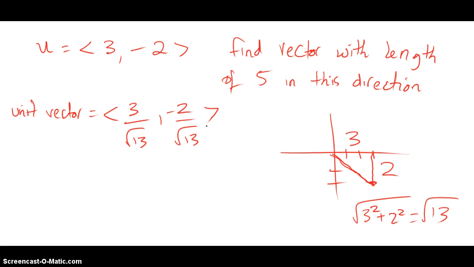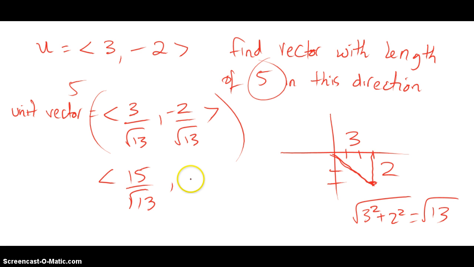Unit means its length is 1, but we want a length of 5. So we achieve that simply by multiplying this whole thing by 5. So the final answer would be 15 over root 13 and negative 10 over root 13. That would give us a length of 5.